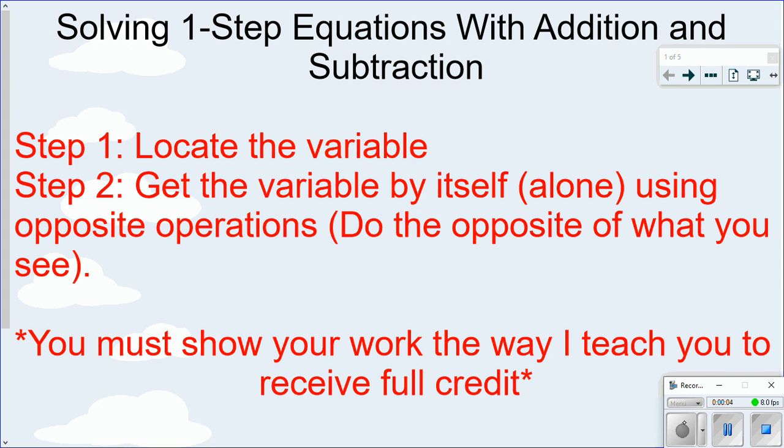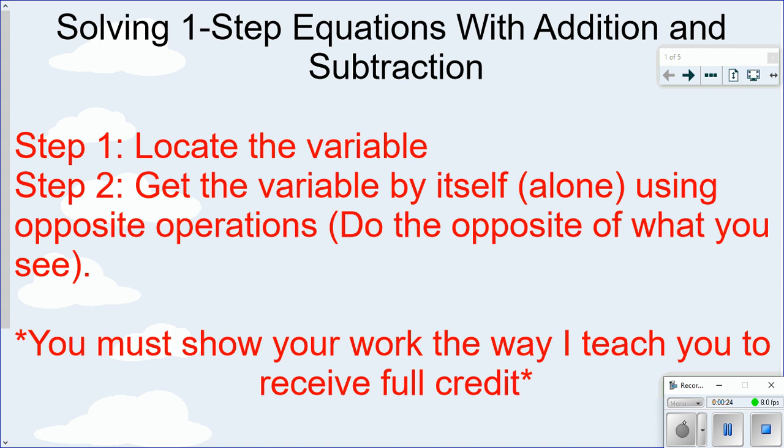This lesson is on solving one-step equations, and specifically these equations only involve addition and subtraction. So I'm going to do another video for multiplication and division, but this one starts with just addition and subtraction. So if you're looking for one that has multiplication and division, look for my other video.